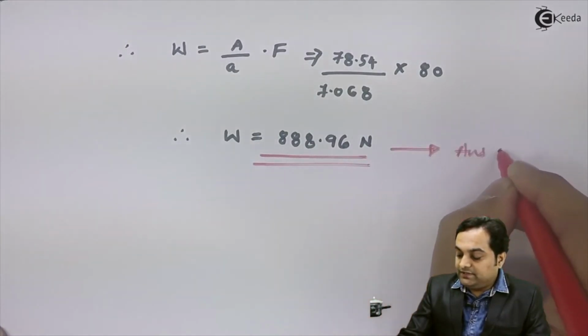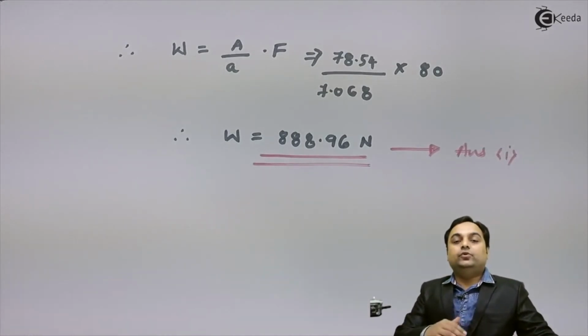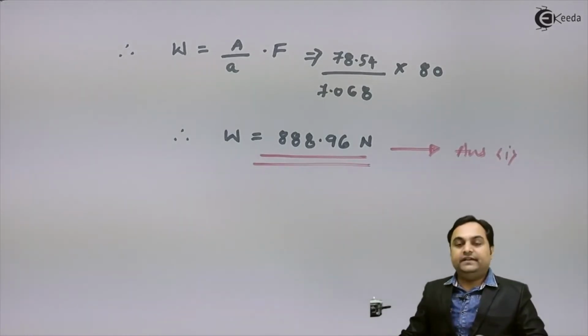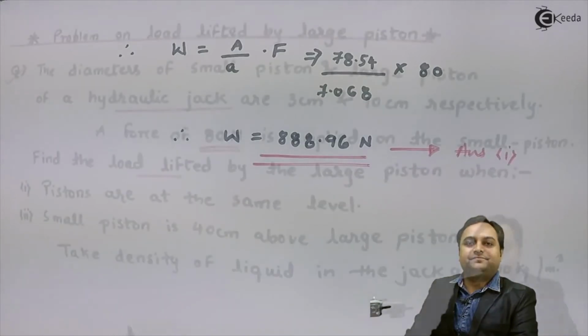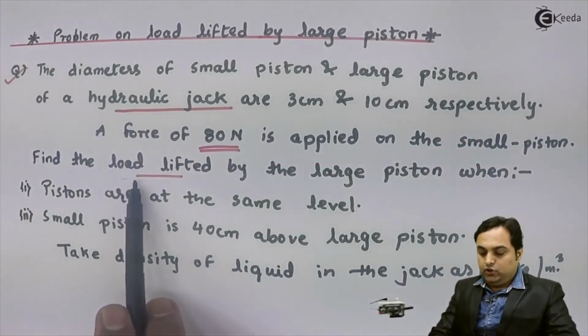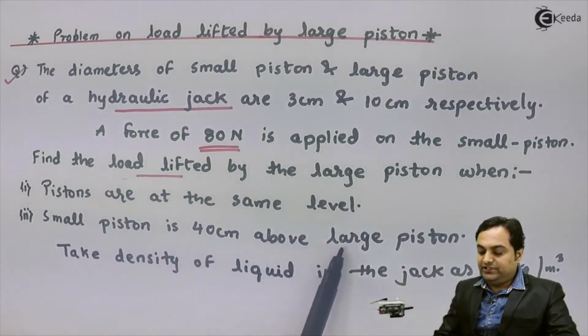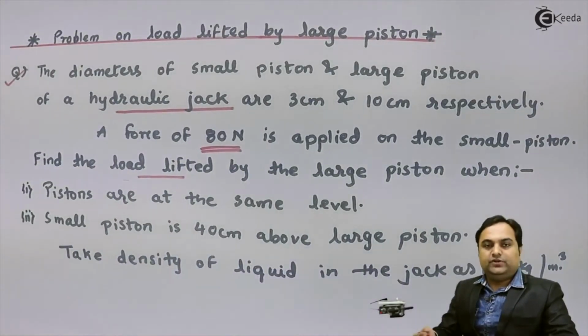That is my answer number 1. So for the first case, the load which is lifted at the ram is 888.96 Newton. Now we will see the second case where we have to find the load lifted by the large piston when the small piston is 40 centimeter above the large piston.